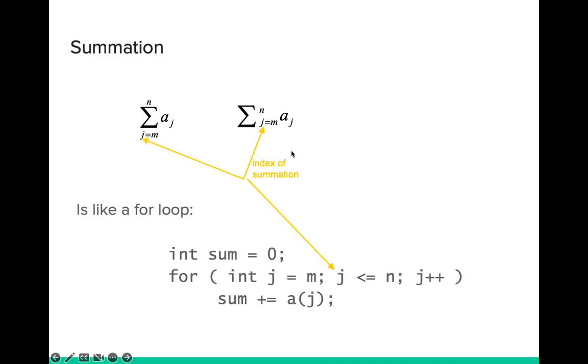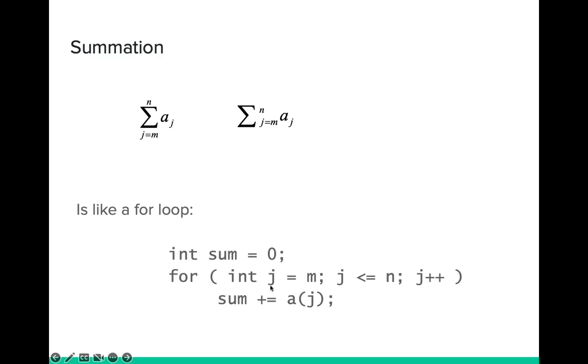Again, we can treat it like a for loop. I think you are already familiar with programming using loops. So this is in the syntax of C, actually. We have the initialization: the first initialization is sum equals 0. So for int j equals m, with the restriction j less than or equal to n, then j plus plus, and sum plus equals a sub j.